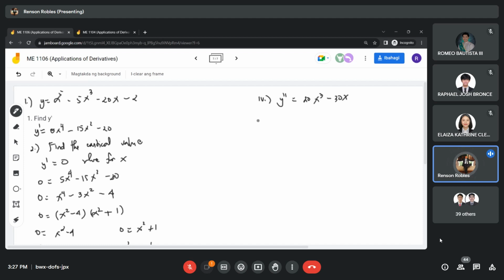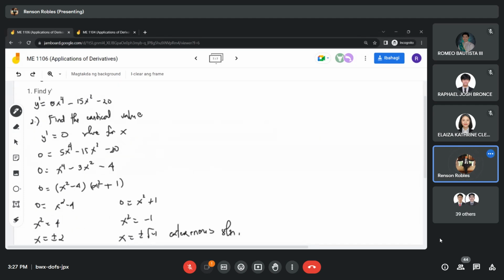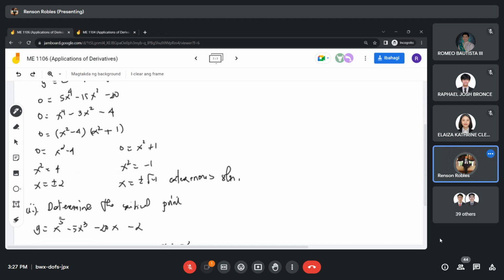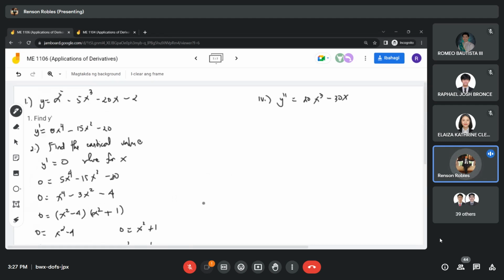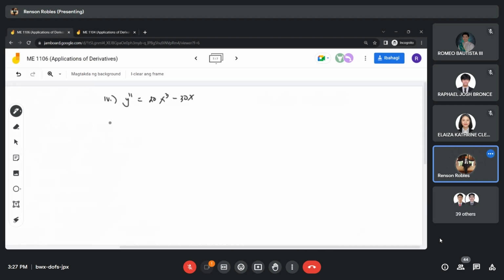And then the next step is to identify whether that is a relative min or relative max. So you replace x in the second derivative by 2 and negative 2. These are our critical values. So y double prime at 2 and y double prime at negative 2. Then you calculate this. Substitute it here: 20 times 2 cubed minus 30 times 2.